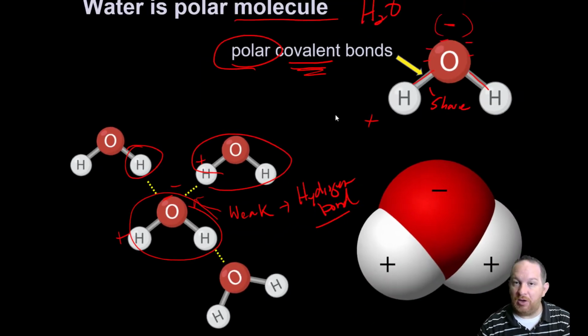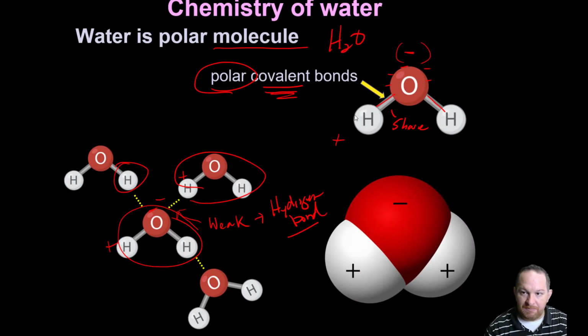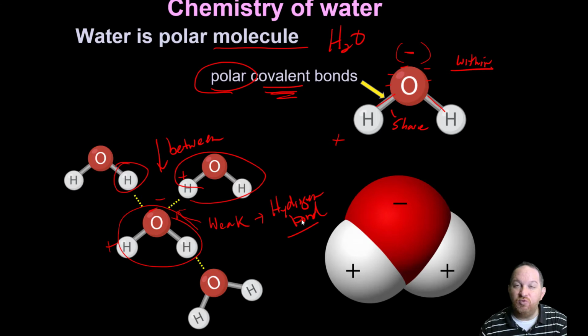So let's be clear on our bonds, just to be super clear. A polar covalent bond is the bond within a water molecule, right? Polar covalent. So the oxygen to the hydrogen within is polar covalent. Between water molecules, we have these weaker hydrogen bonds. And it's this hydrogen bond that's going to make a lot of really interesting properties of water that are essential for life.